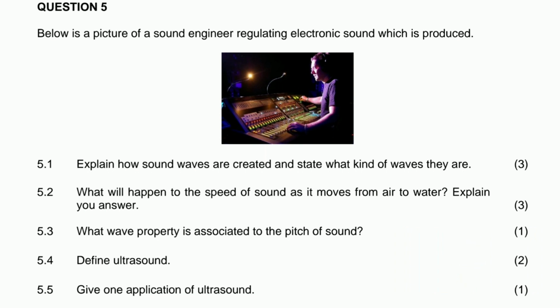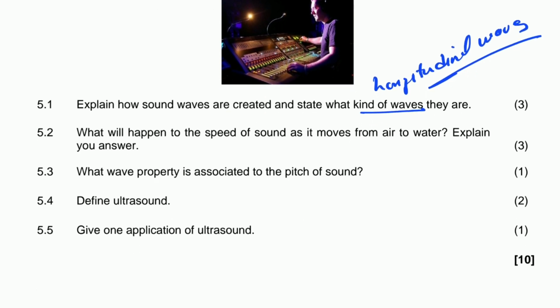The first question says, explain how sound waves are created and state what kind of wave they are. The kind of wave is simple. They are longitudinal waves. Why? Because the particles move parallel to the direction of propagation of the wave.